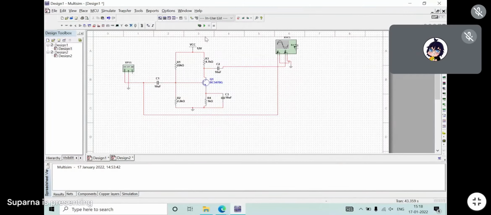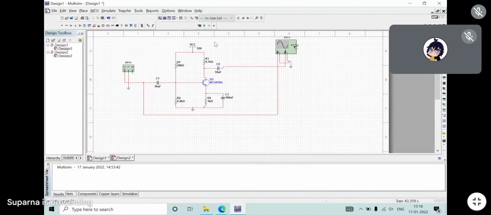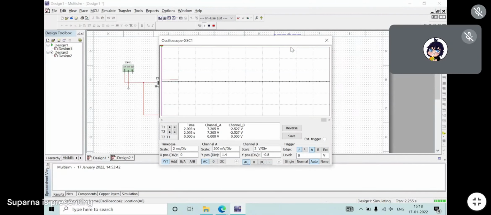10 microfarad. All the capacitors are of the same value? Yes, ma'am, I've taken all as 10 microfarad. No, the bypass capacitor should have a much higher value. Yes, make it 100. Okay, ma'am. Okay, now check the output. Okay, you are getting this.